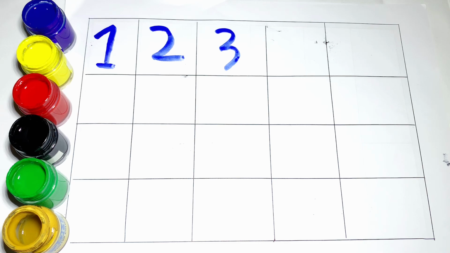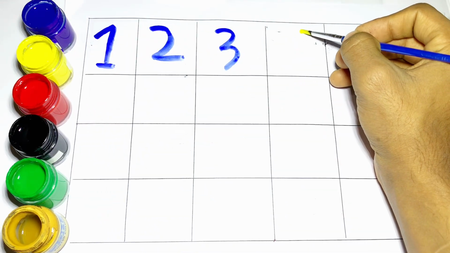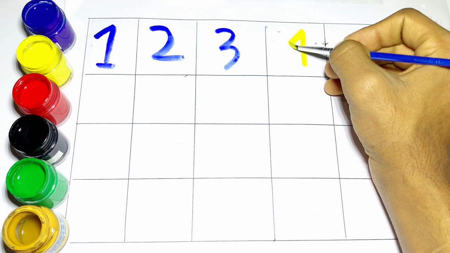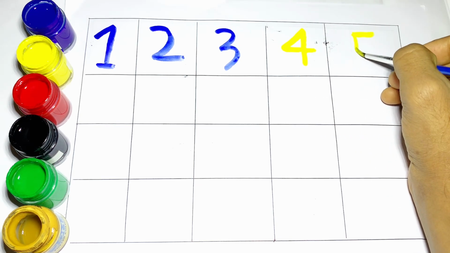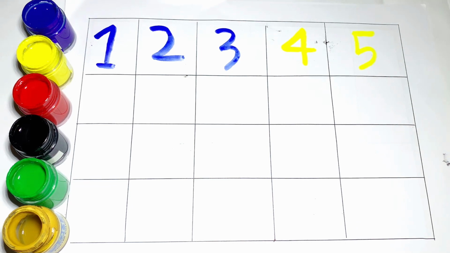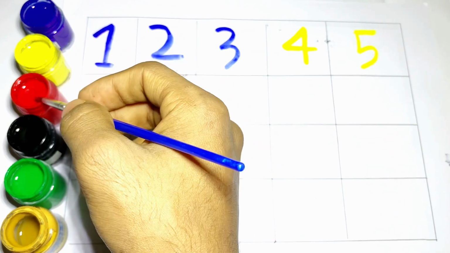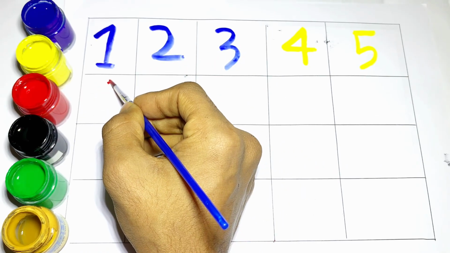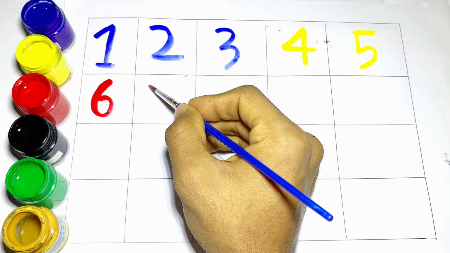Kids, now draw 4. The number 4, and use yellow color. F-O-U-R, 4. 5. F-I-V-E, 5. Kids, now draw 6. The number 6, and use red color. S-I-X, 6.